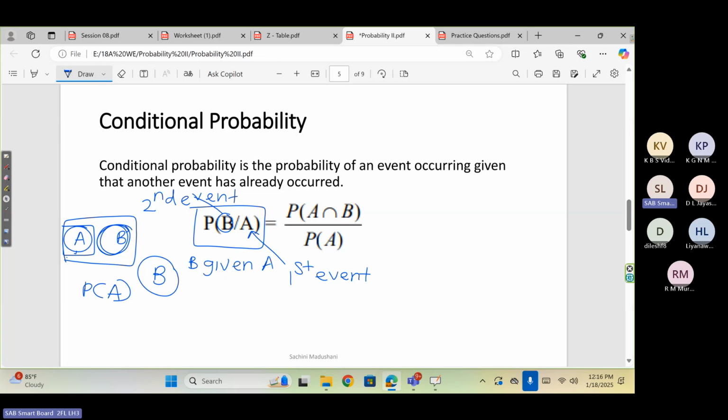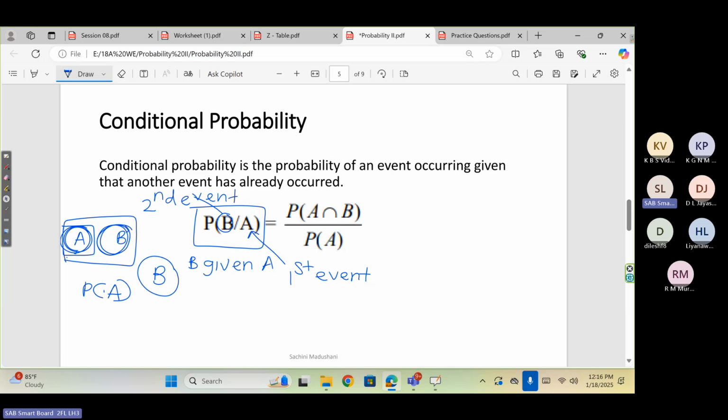Then how do we interpret it? It means the probability of event B occurring, given that event A has already occurred. We need to find the probability of event B occurring, and at that time, event A has already occurred. First we write the second event, then we write the first event. B given A. Understood?